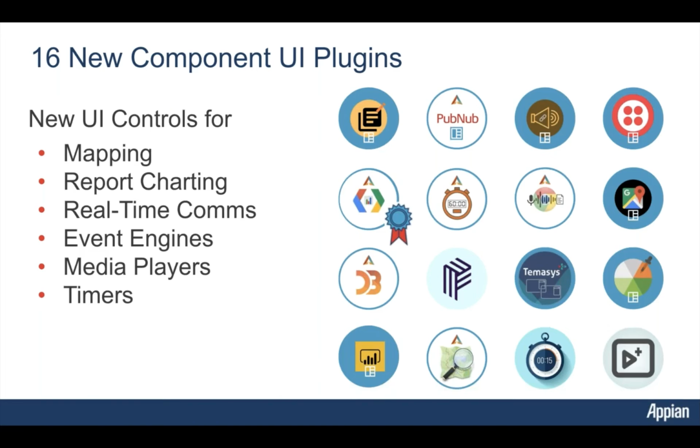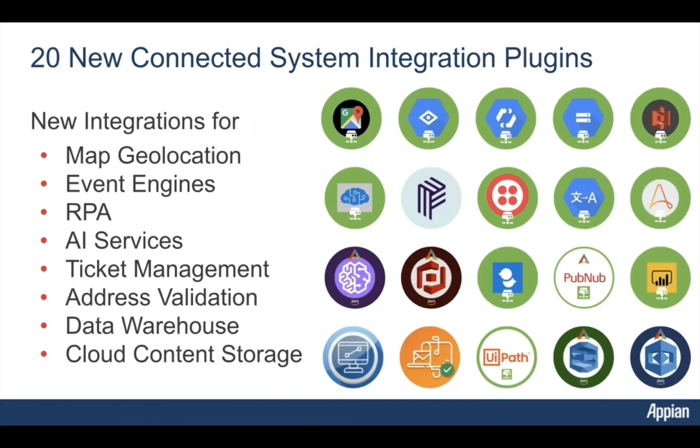In addition, we've also introduced 20 new connected system integration plugins. These were introduced as map geolocation capabilities, event engines, robotic process automation for Automation Anywhere and UiPath, AI services, ticket management integration to Jira, address validation via USPS, data warehouse capabilities, and cloud content storage.